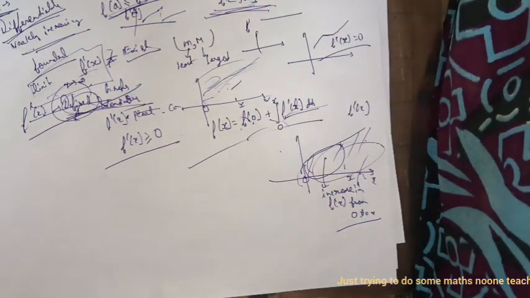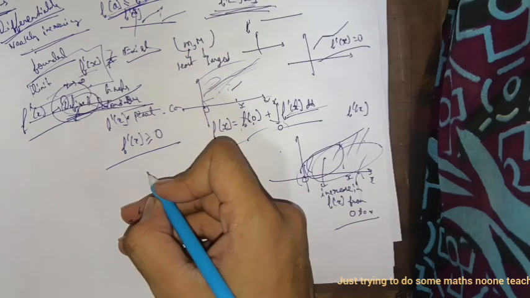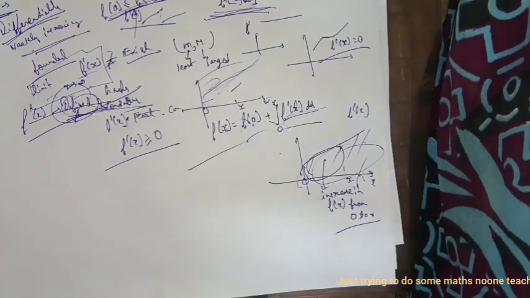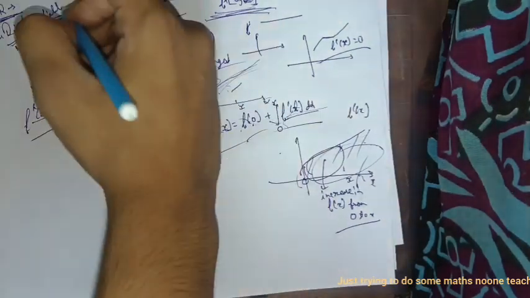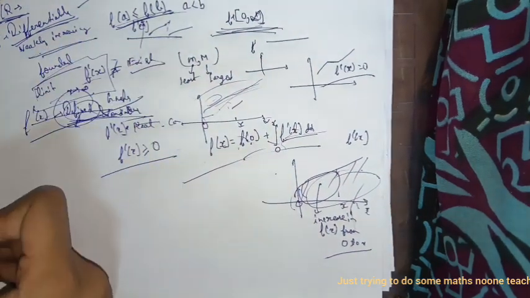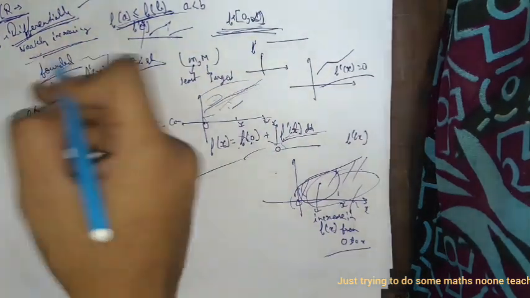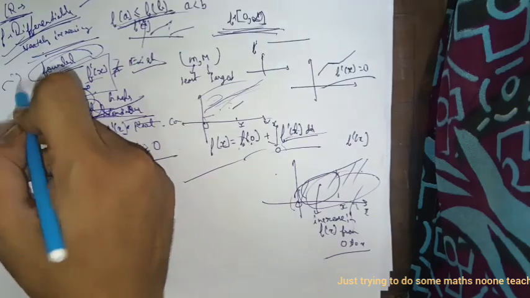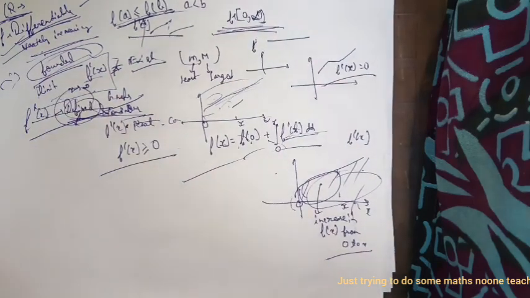And what else can we do? And it is told that f x is a bounded function. We have used that f x is differentiable, we have used that it is weakly increasing, but we have not used that it is bounded.